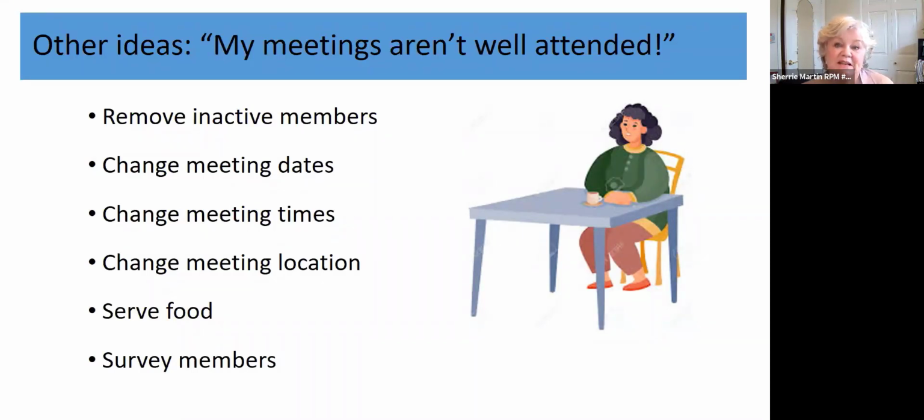You could change your meeting dates. Maybe that particular date is not working for people. Let's say you have it on the second Monday of every other month. You could poll your members and see if there's a different day. Change meeting times. After school's not working, see if lunchtime will work, or even before school times. Change your meeting location. Serve food. Region 1 came up with that idea. And survey members: what would help them? What are barriers to them not coming? What would help them get there?